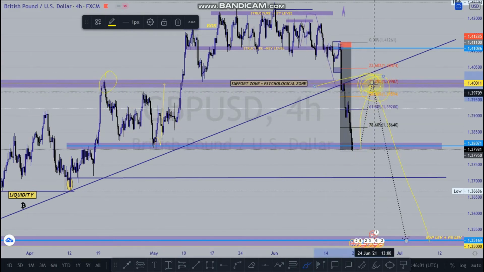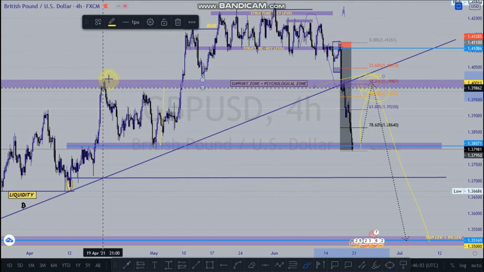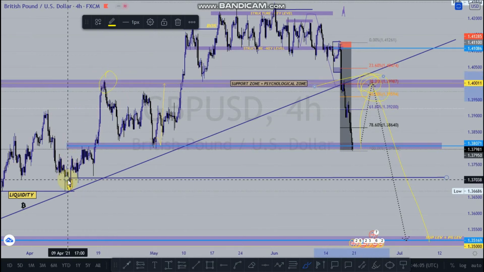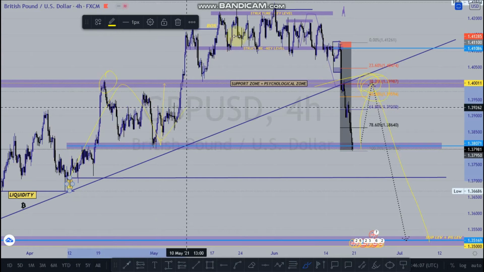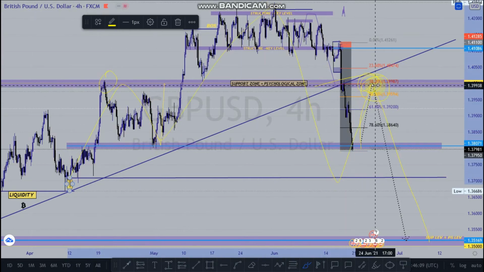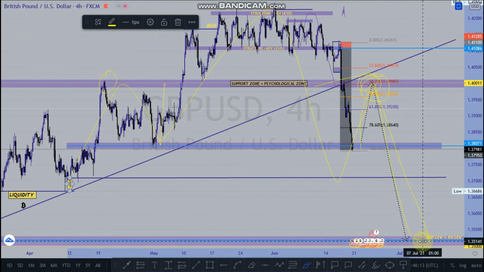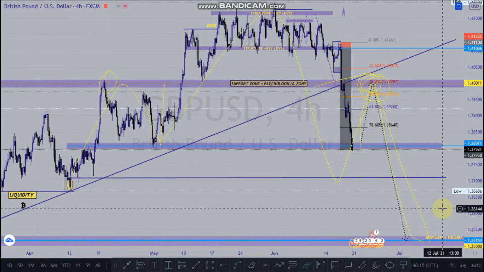I want to see this right leg being created, so we can see potentially, let's say, a head and shoulder pattern, so we could have this right leg being created. Then we look forward to sell this pair back to this region. This is what I'm anticipating for the week. Yes, ahead of us, this is what I want to see.